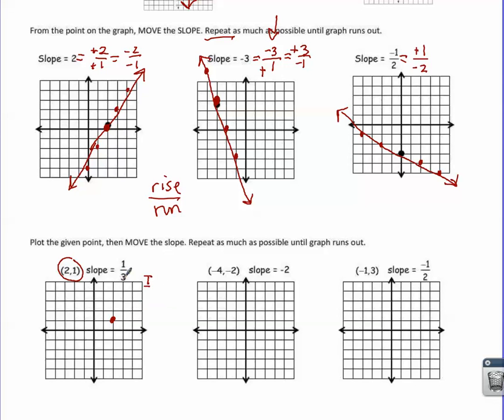And my slope is a positive 1/3. So I'm going to rise 1, run 3. Remember, I also could do -1 over -3 because a negative divided by a negative is a positive. So I can go down 1, left 3. And you need to repeat this as much as possible until the graph runs out.